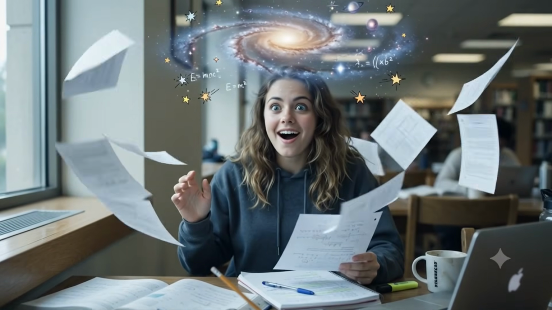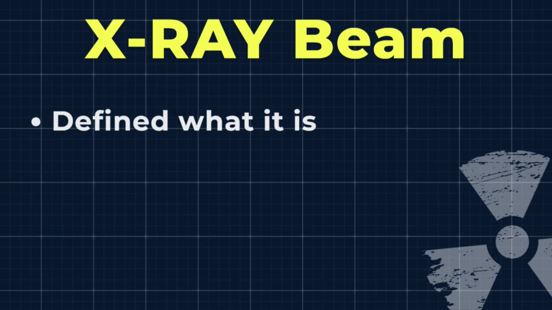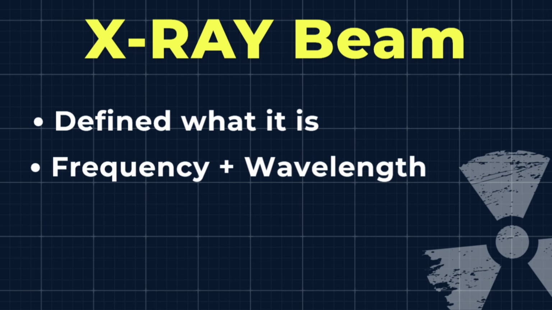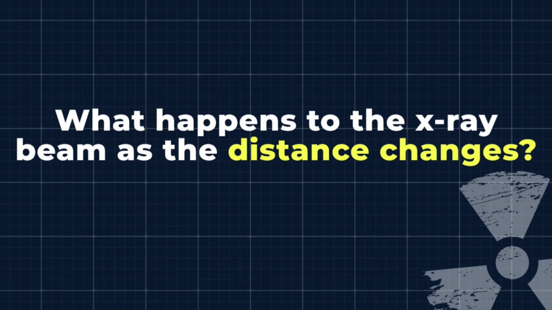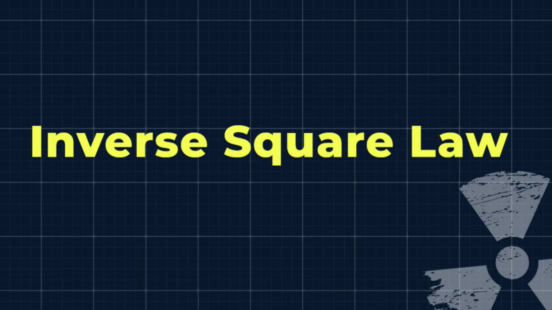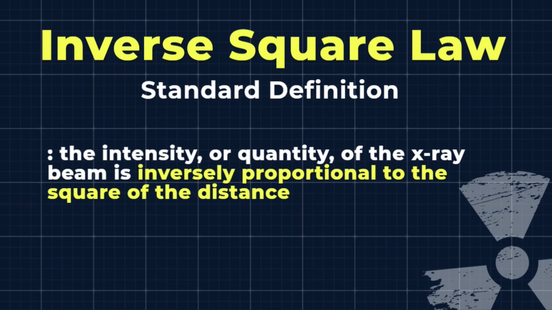Pretty wild, I know. Now that we understand what the X-ray beam is, how frequency and wavelength describe the energy of those photons, and how beam quality, quantity, primary beam, and remnant beam all work together, we need to look at one more important idea before wrapping up. What happens to the X-ray beam as the distance changes? Okay, this brings us to the inverse square law. The inverse square law tells us that the intensity or quantity of the X-ray beam is inversely proportional to the square of the distance. What does that mean?